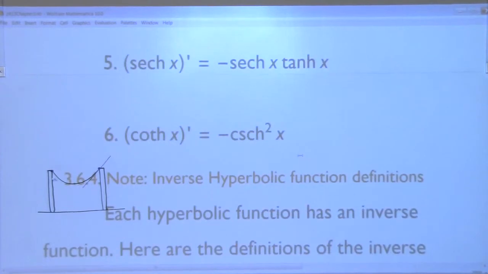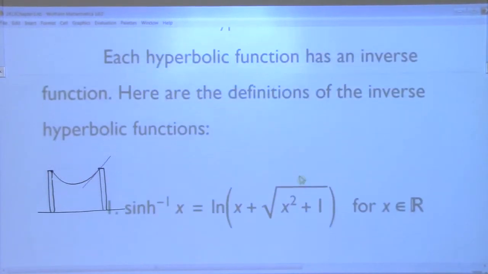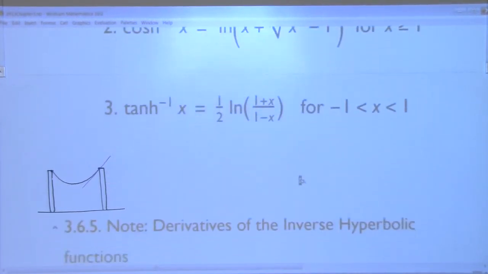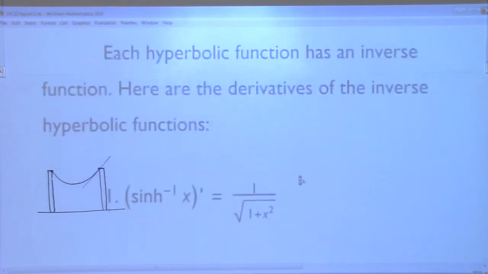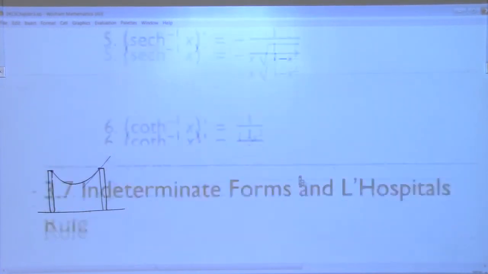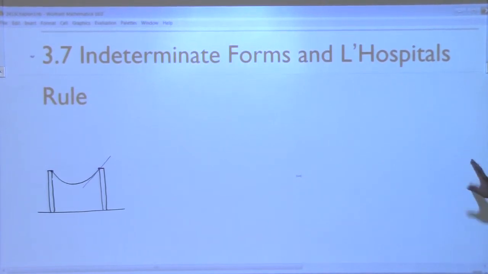Each of those 6 functions have inverse functions. So each of the hyperbolics have inverses. And then each of those inverses have derivatives. All right? So this is the end of functions for us in here, okay?